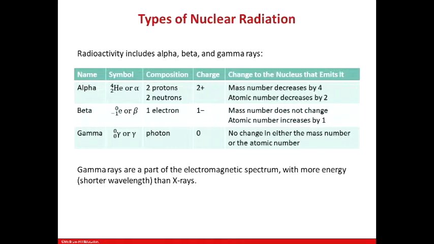Gamma radiation, gamma rays, are part of the electromagnetic spectrum, with more energy and shorter wavelength than X-rays. You learned that when we talked about the electromagnetic spectrum, right? So we all recall that. Okay?